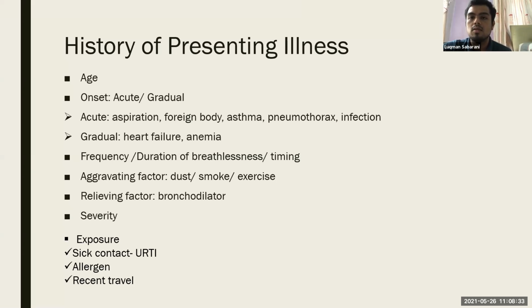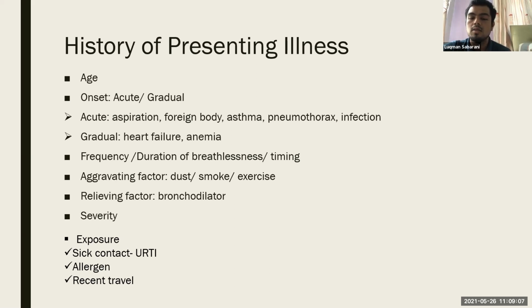And then we also need to know the frequency and the duration of the breathlessness, and also the timing of when the breathlessness starts. Then we need to assess the aggravating factors and also relieving factors. We also need to assess the severity of the breathlessness. In severity, the components that we can assess include the breathlessness itself. Does it occur while walking or at rest?